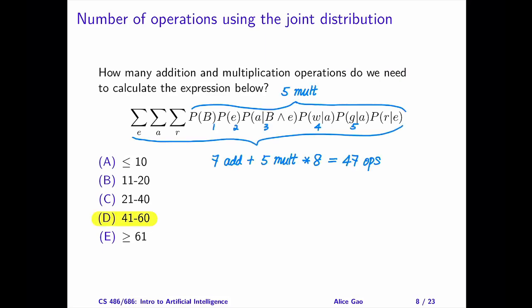The correct answer is D. We need to perform 47 operations. Let me talk through the process briefly.